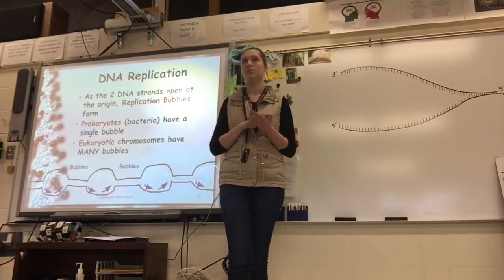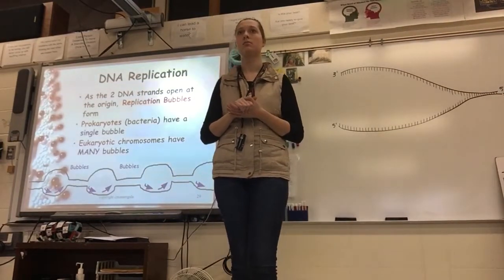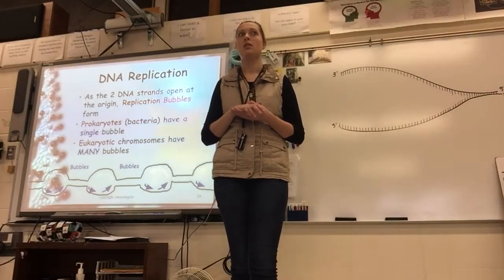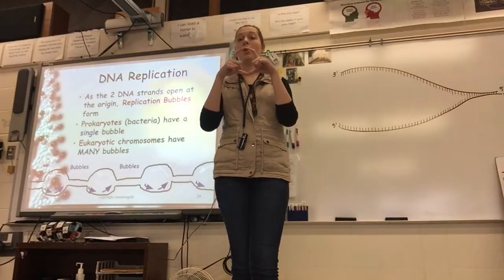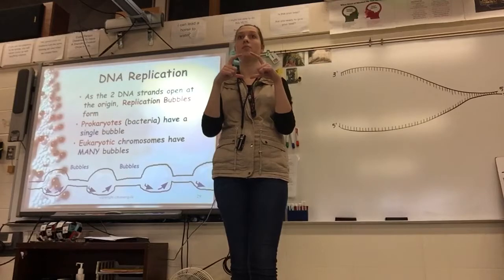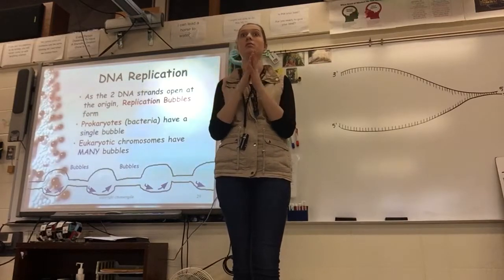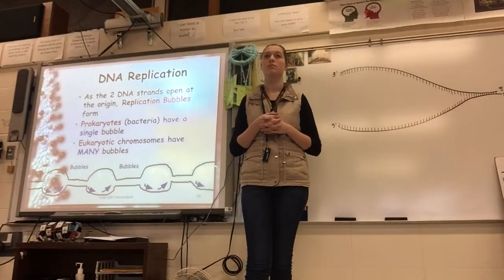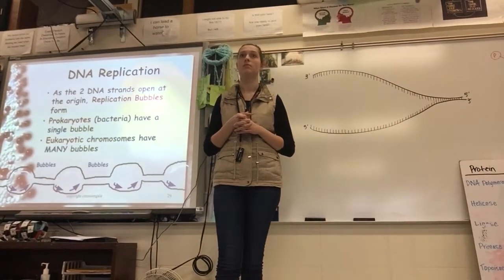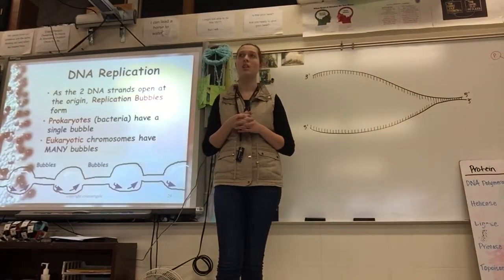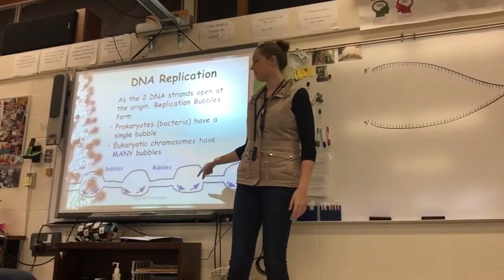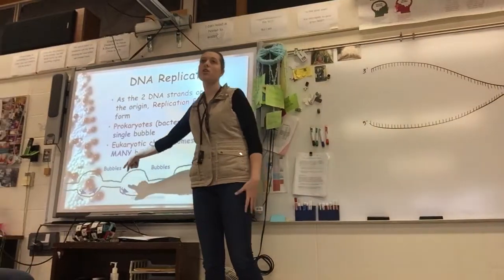So in prokaryotes, like in bacteria, they only have one thing that's being replicated at a time. We're only unzipping one part of the DNA in every cell. So only one piece of DNA can be replicated in a cell at a time. Yeah, only one part. So here we have our DNA strand, and it's split open and having bubbles along the way at different parts.